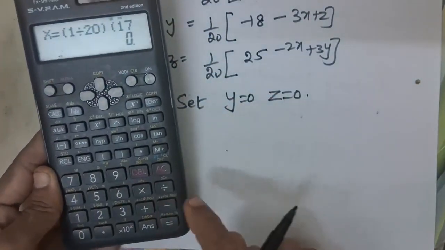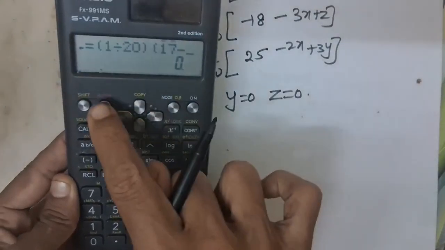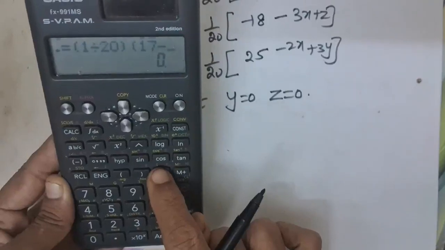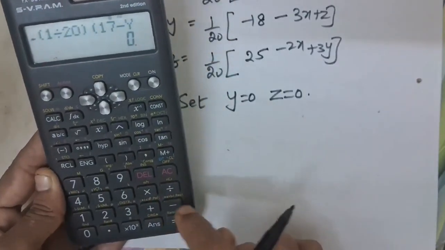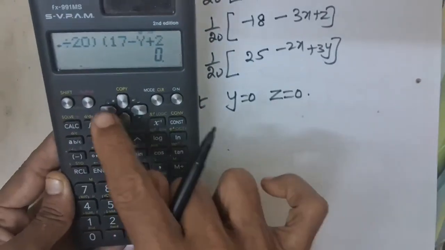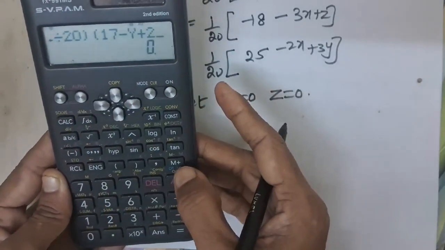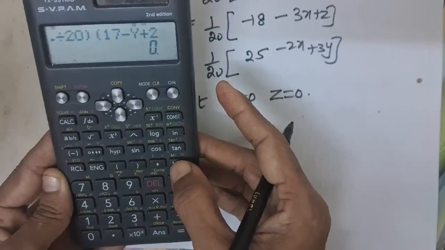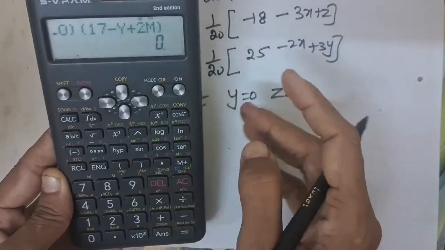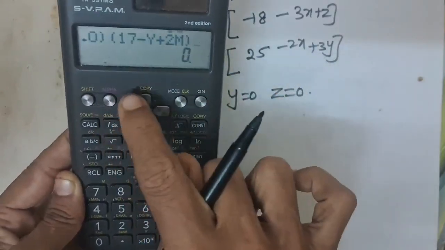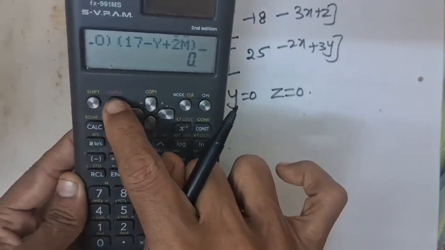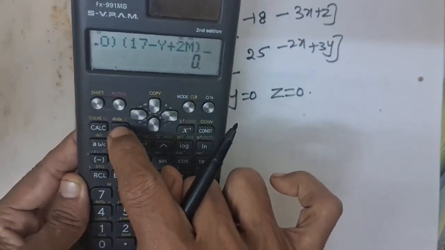17 minus, I need y. So alpha, y is over here. Minus y plus 2z. Z is again alpha. In the place of z we have what? M. Press M. So close the bracket. So first equation we have entered. So for the second equation, before typing it, press alpha and integral dx, just to split the equations.